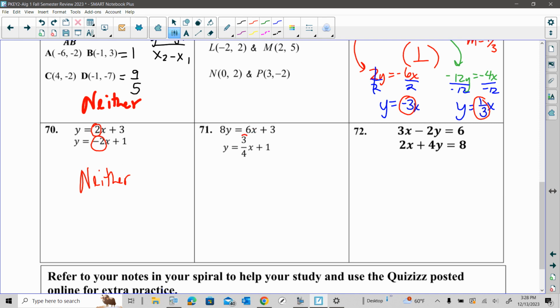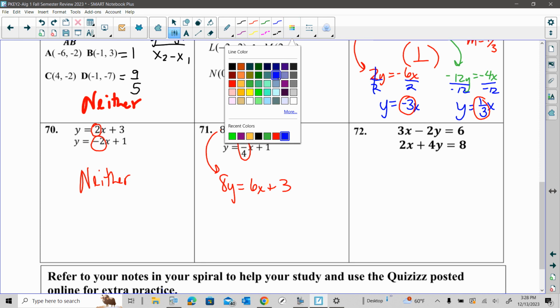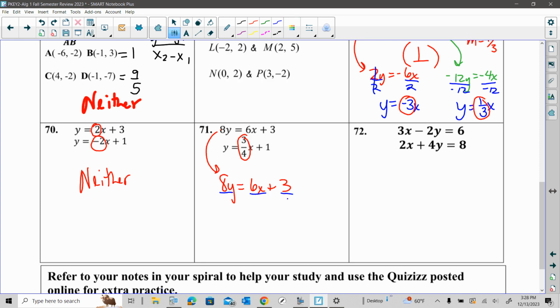Okay. 71, I can see the slope in the second one. The first one I need to change. So why don't you try that? See if you can figure out what to do to solve for y here. Because the second equation, the slope is 3/4. Okay. Hopefully, we see we have to divide everything by 8 first. And this can be reduced.